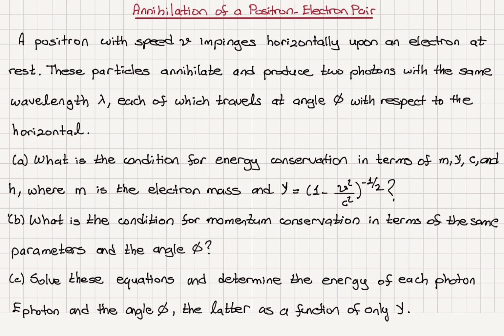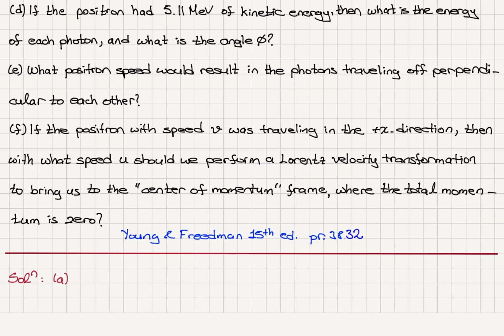What is the condition for energy conservation in terms of m, gamma, c, and h, where m is the electron mass and gamma is the relativistic correction factor, (1 minus v square over c square) to the power minus 1 half? Okay, so let's start with noting the electron and positron energy.